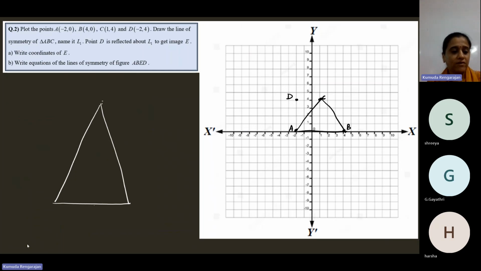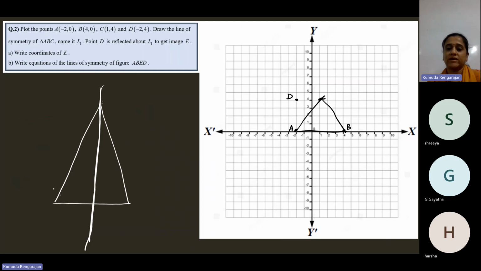Now, if you fold it like this, so you put this one over this one, you understand? Then the two pieces will coincide, right? So this line is called the line of symmetry. The two portions on either side of the line of symmetry are identical. When you fold it along the line of symmetry, the two parts will coincide.